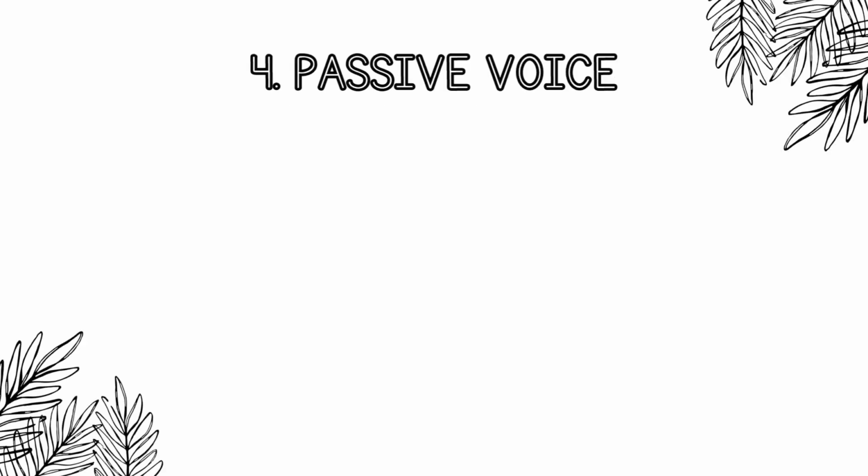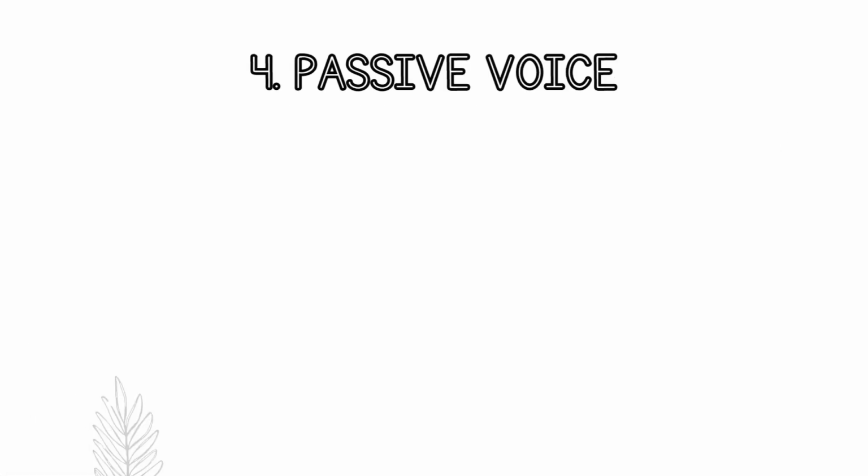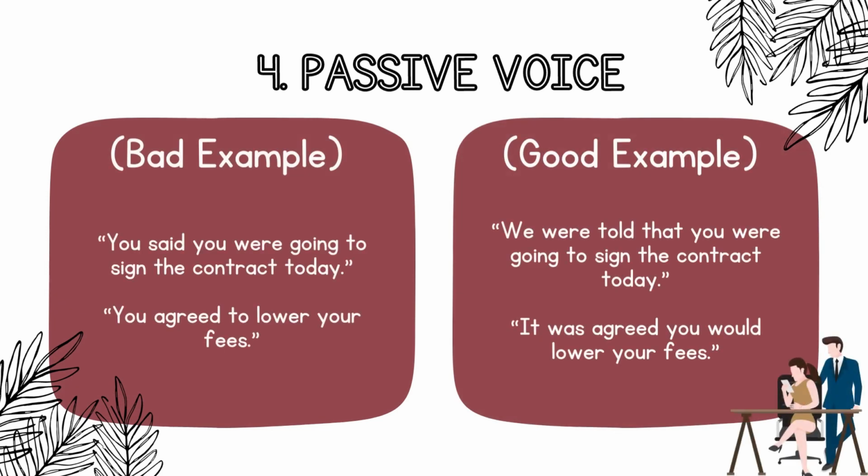Using passive voice. Bad example is, you said you were going to sign the contract today, or you agreed to lower your fees. Good example would be, we were told that you were going to sign the contract today, or it was agreed you would lower your fees.